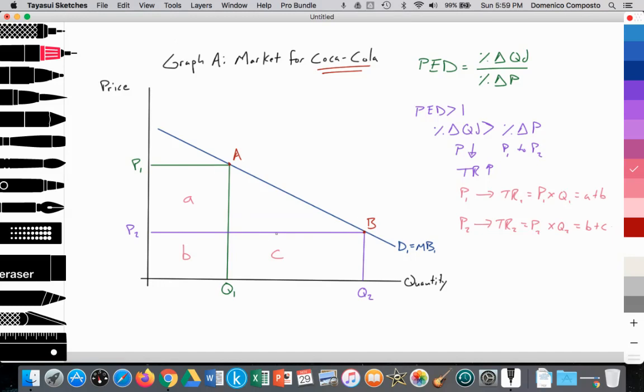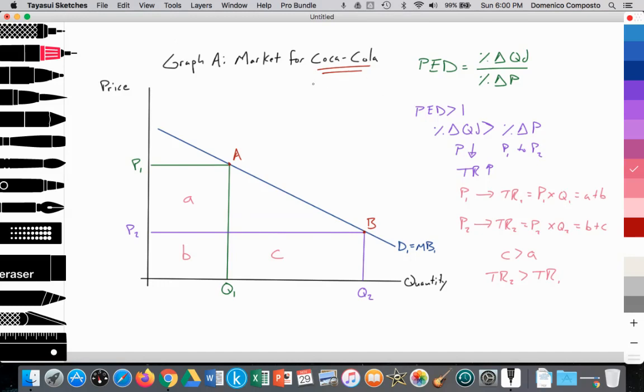And we'll notice that area C is greater than area A. So since area C is greater than A, total revenue 2 is greater than total revenue 1. Thus, the firm is making more money by lowering the price, becoming the cheaper substitute. So this was a good move by Coca-Cola in this hypothetical example.